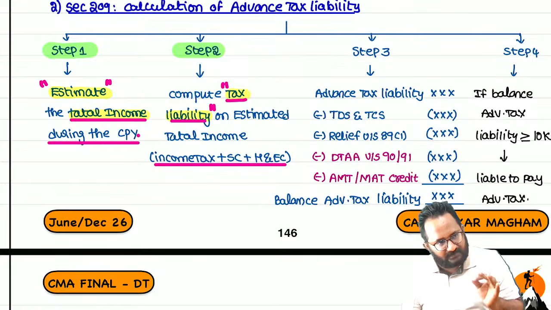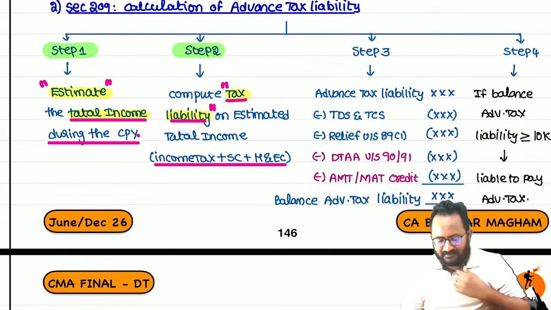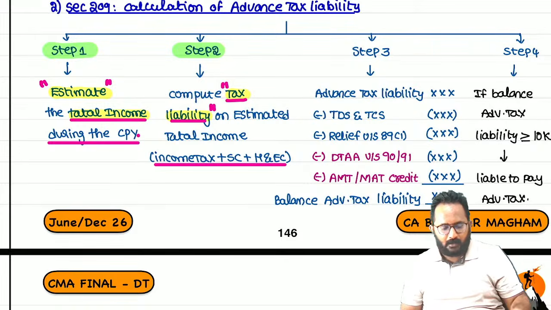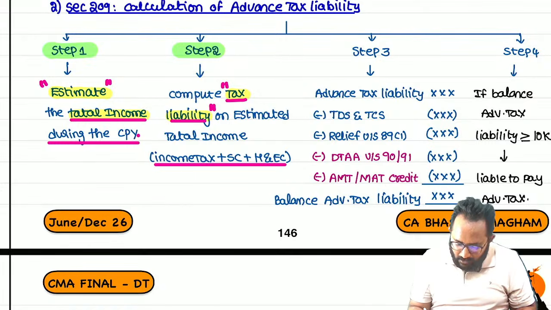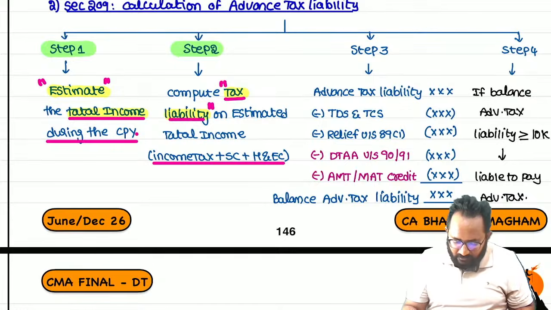So that's why, what do you mean by the tax liability? Income tax, surcharge, health and education cess; please compute. So how to calculate the tax liability? Income tax, surcharge, health and education cess.